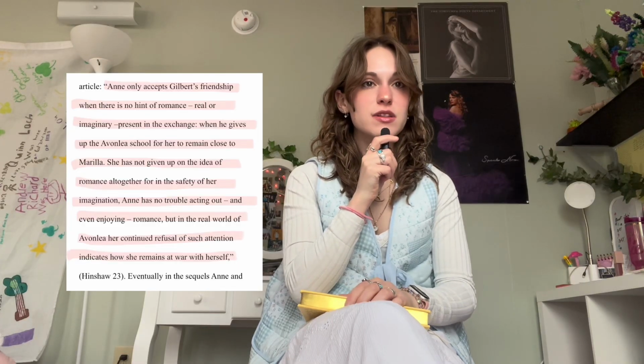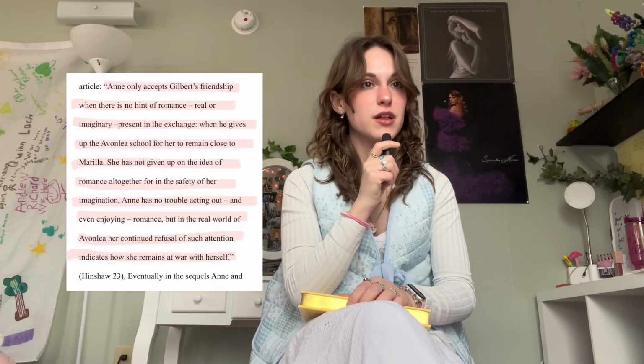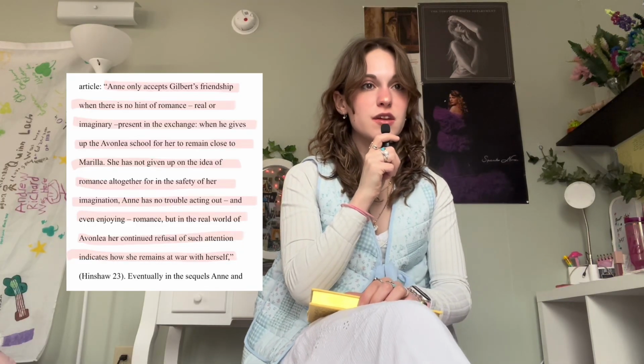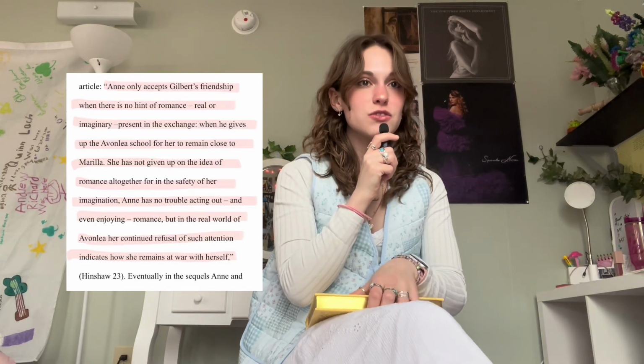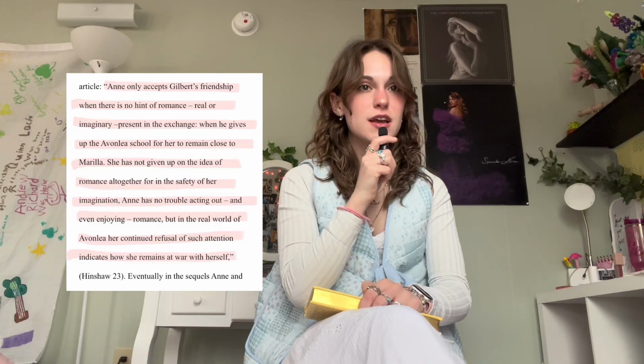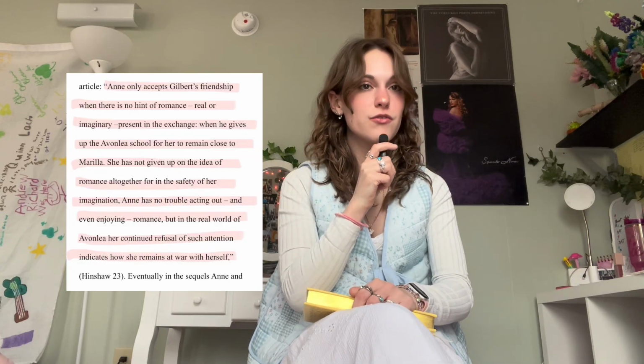When he gives up the Avonlea school for her to remain close to Marilla, she has not given up on the idea of romance altogether, for in the safety of her imagination, Anne has no trouble acting out and even enjoying romance, but in the real world of Avonlea, her continued refusal of such attention indicates how she remains at war with herself.